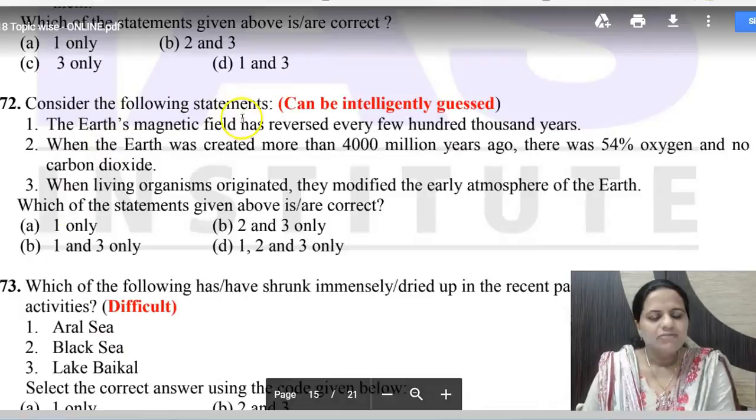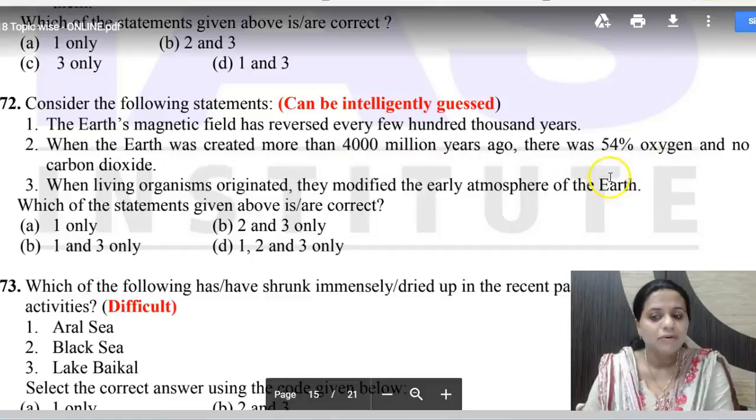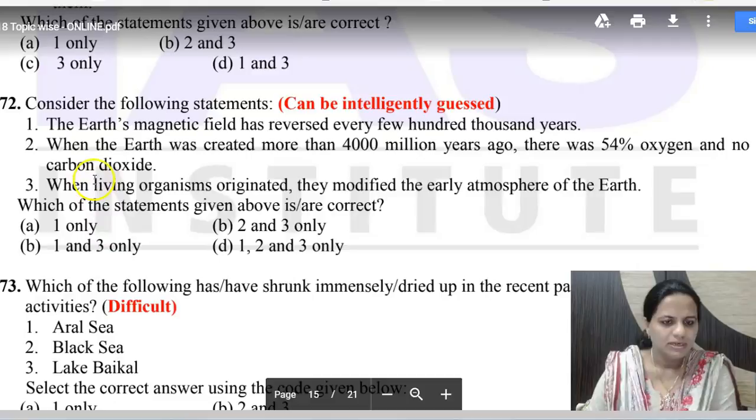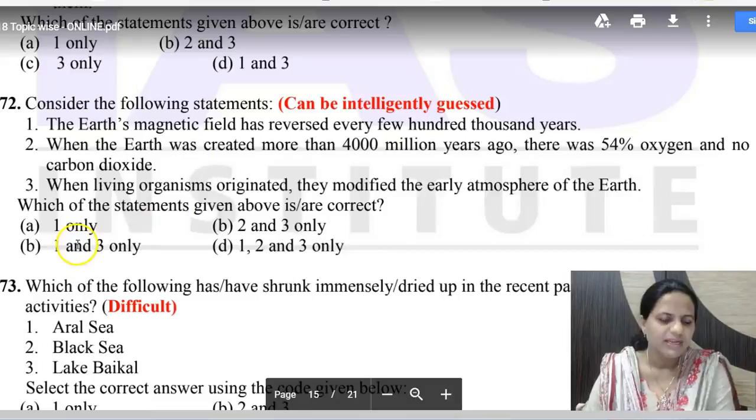Then next is, consider the following statements. The Earth's magnetic field has reversed every few 100,000 years. Yes. When the Earth was created more than 4,000 million years ago, there was 54% oxygen and no carbon dioxide. Now again, there was not so much oxygen on Earth. Rather, it was carbon dioxide which dominated. So for 72, here again, statement 2 is incorrect. When living organisms originated, they modified the early atmosphere of the Earth. That is, of course, true. So 1 and 3 are correct. The correct answer for 72 is option C.